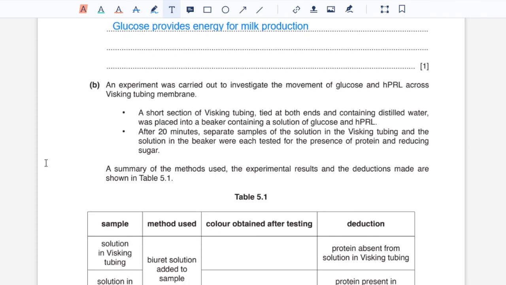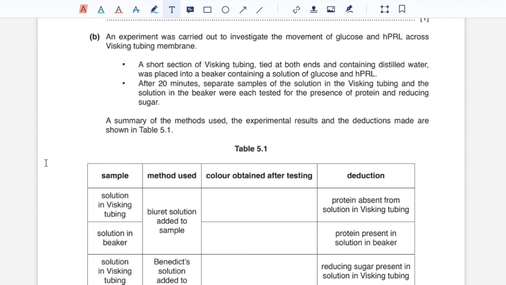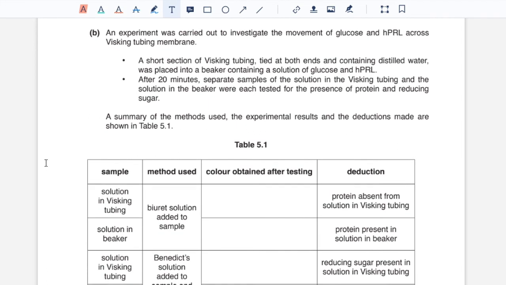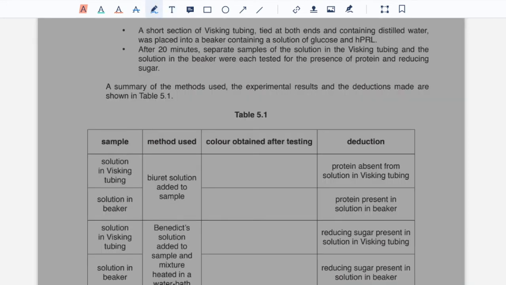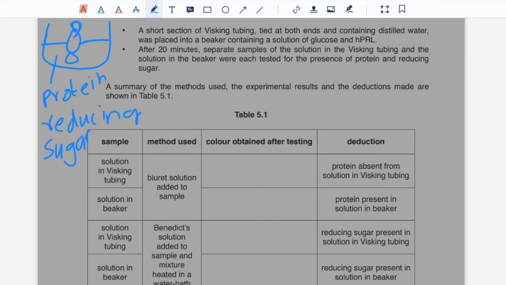B. An experiment was carried out to investigate the movement of glucose and HPRL across Visking tubing membrane. A short section of Visking tubing tied at both ends and containing distilled water was placed into a beaker containing a solution of glucose and HPRL. After 20 minutes, separate samples of the solution in the Visking tubing and the solution in the beaker were each tested for the presence of protein and reducing sugar. Let me just draw a figure to visualize this description over here. So this solution has got protein and reducing sugar, whereas none of those are present in the Visking tubing, which is this thing over here.